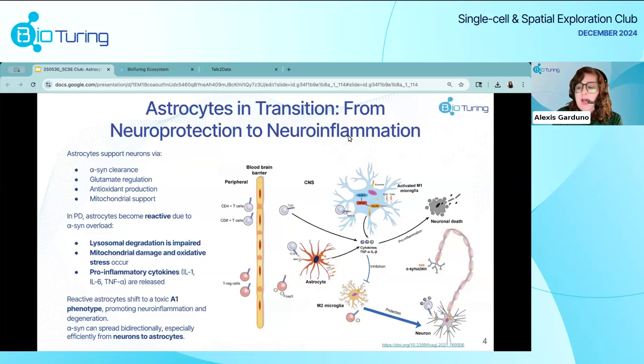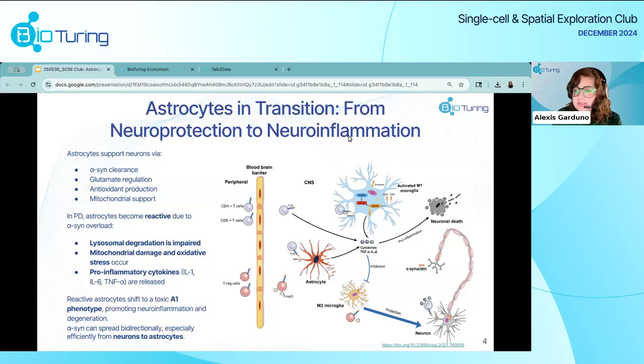this transition. So astrocytes as a cell type play vital roles in maintaining neuronal health by clearing, in this case, alpha-synuclein. And this leads to the regulation of glutamine metabolism and also producing antioxidants and supporting mitochondrial function.